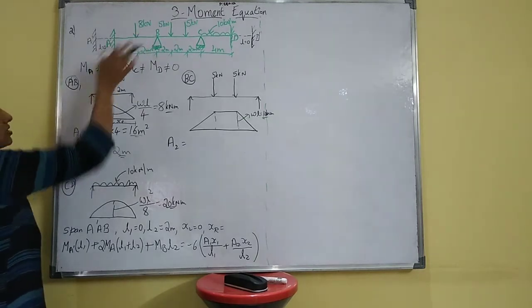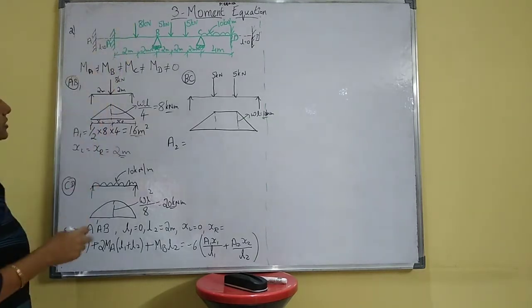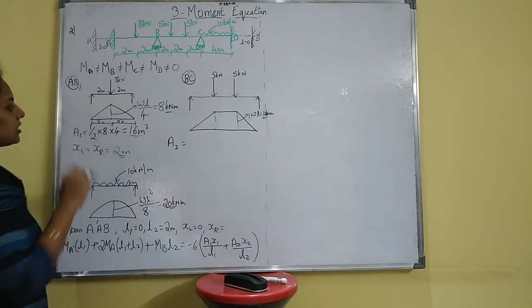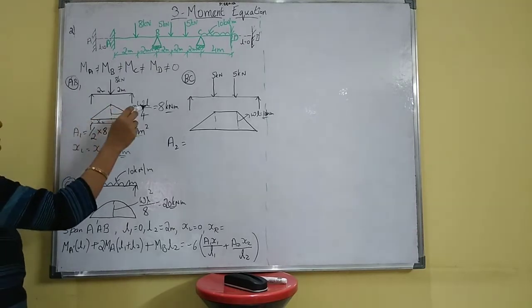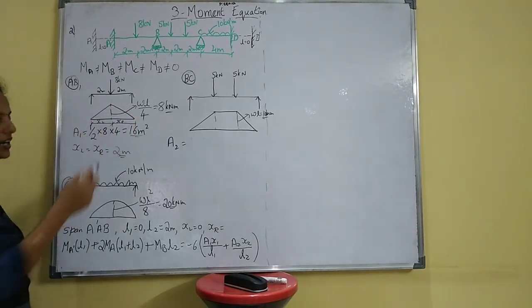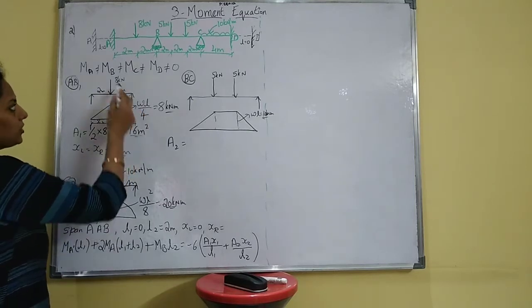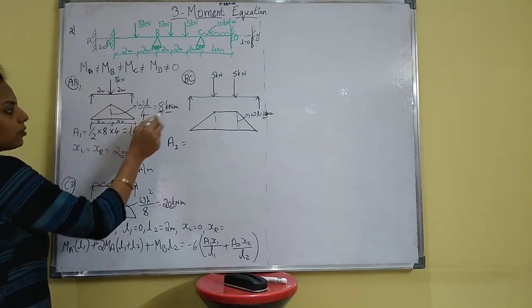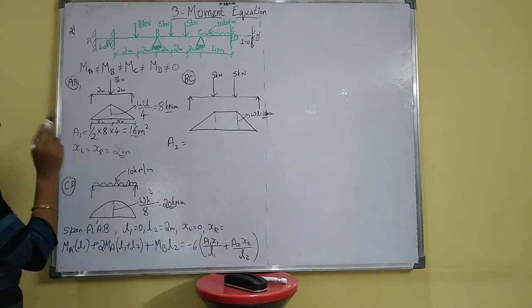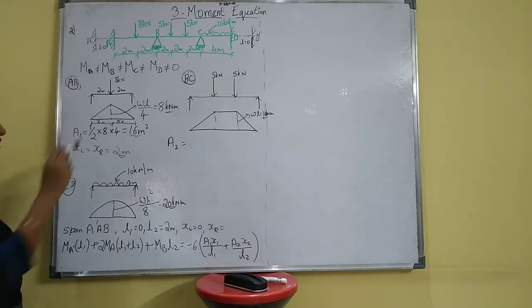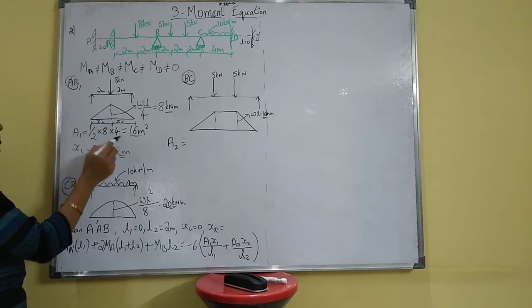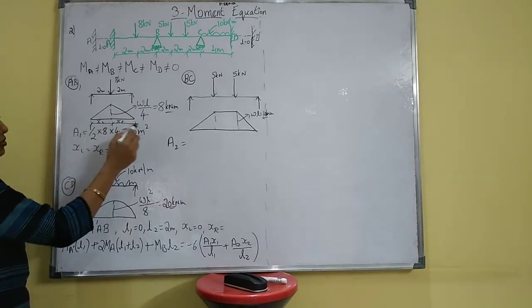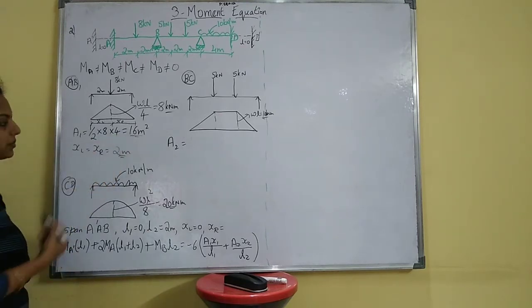First we will consider the span AB. 8 kilonewton is given, 2 meter is the distance. It is equidistant, so you have a triangular variation and the maximum bending moment at that point is WL by 4. You can take it directly. W is 8, L is 4, so 8 into 4 by 4 is 8 kilonewton meter. Next step, find the area of this bending moment diagram. The area is half into base into height, half into 8 into 4, you will get 16 meters square.